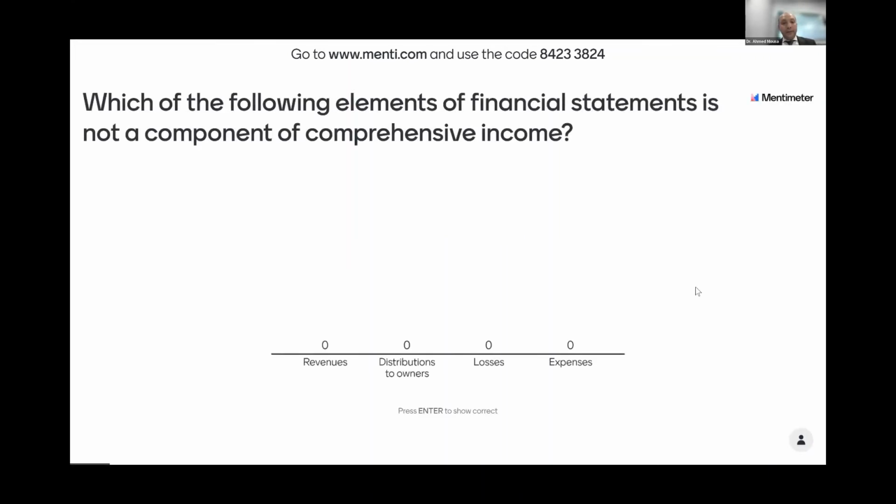Okay, please answer this question. I will not know who made which answer. I will see only the results, and I will not be able to know who answered. Which of the following elements of the financial statements is not a component of comprehensive income?